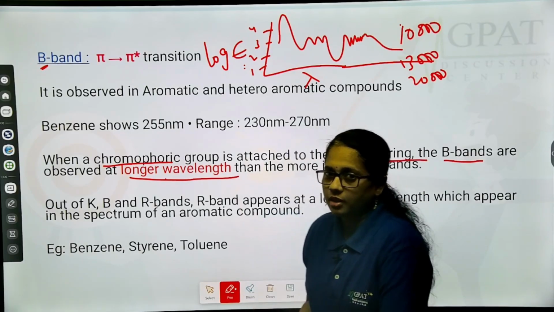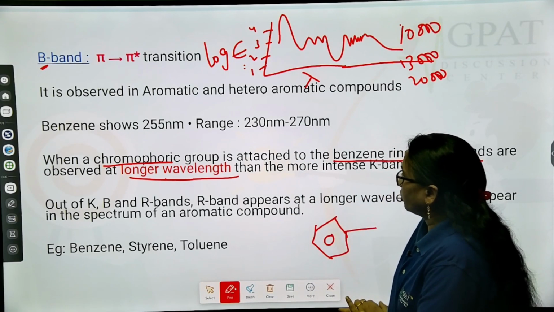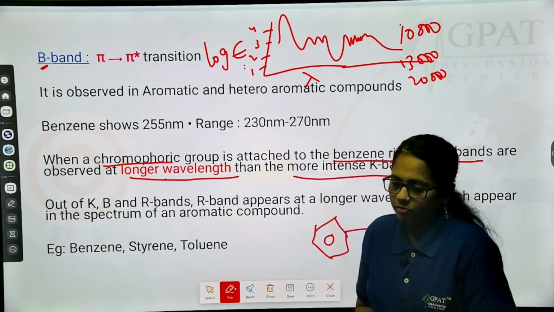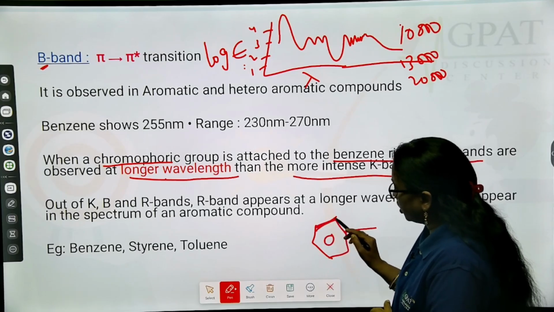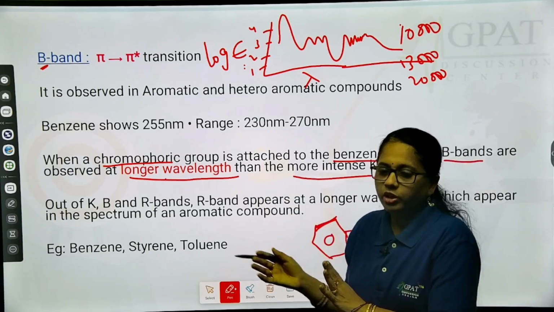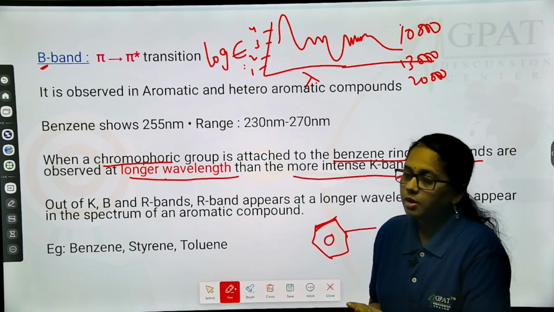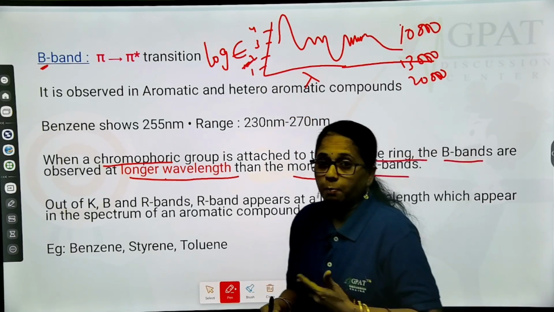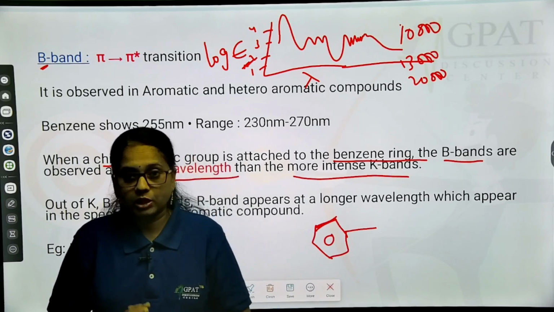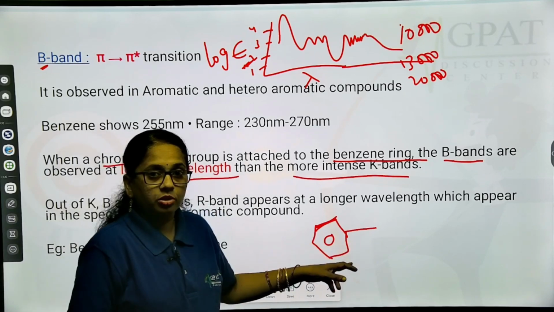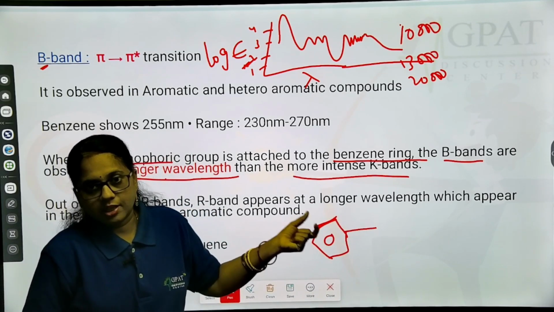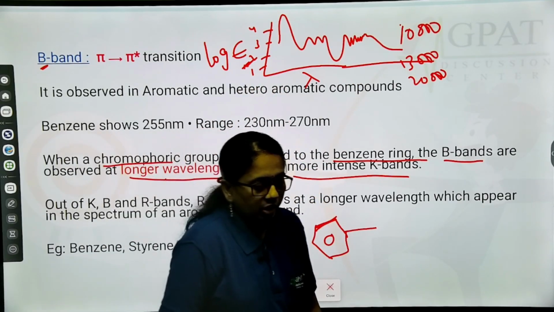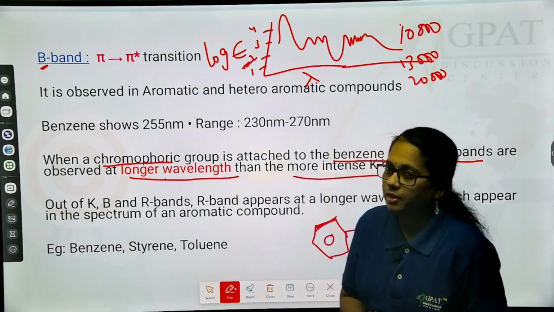Okay, so that is the information about the B bands. Sometimes, whenever these are attached to the benzene molecule at the longer wavelengths, you are going to see more intensity. That means the epsilon value is also going to be high in some cases when the chromophore is attached to the benzene group directly. In such cases the molar absorptivity value is also going to be very high. So those bands are called B absorption bands.